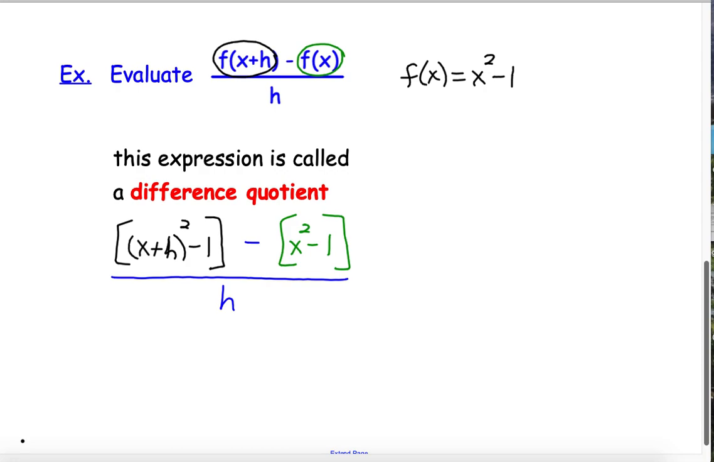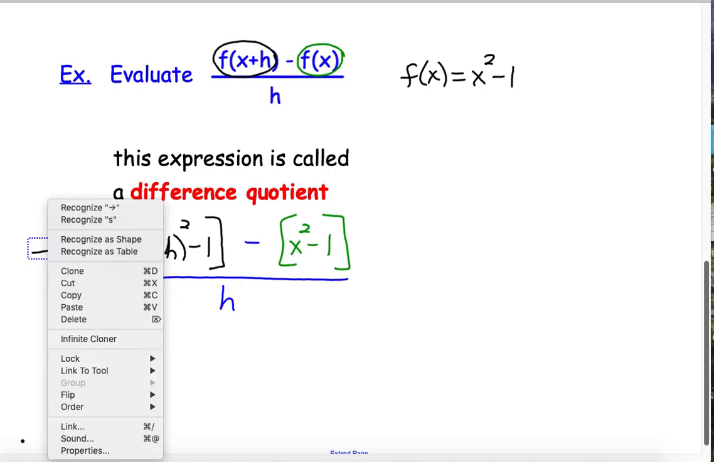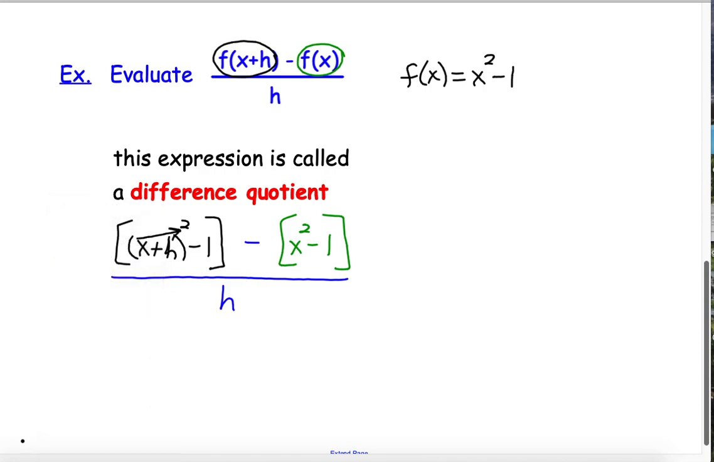So now I just have to simplify. But this is the first step, and that a lot of times is where students run into problems. Not understanding what f of x plus h represents in terms of whatever function we're given. So the rule for this function is square the input, subtract 1. So I'm squaring the input, which happens to be x plus h. I'm squaring that and then subtracting 1. So we've already done that.